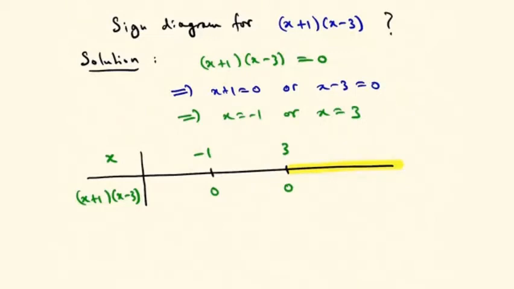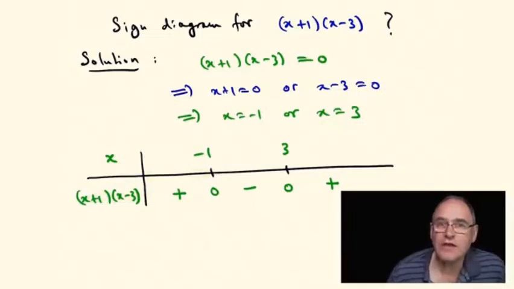So if x is bigger than 3, then both x plus 1 and x minus 3 are positive. So the product is positive. Okay. If x is between minus 1 and 3, x plus 1 is positive, but x minus 3 is negative, so the product is negative. And finally, if x is less than minus 1, then both factors are negative. A product of two negative numbers is positive. Okay, and that's the complete sign diagram.